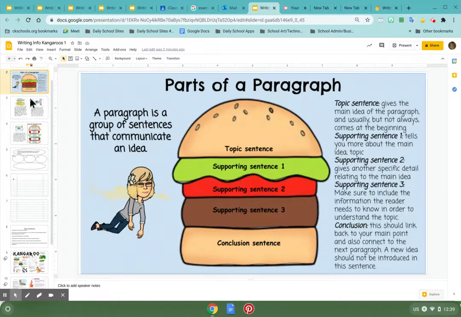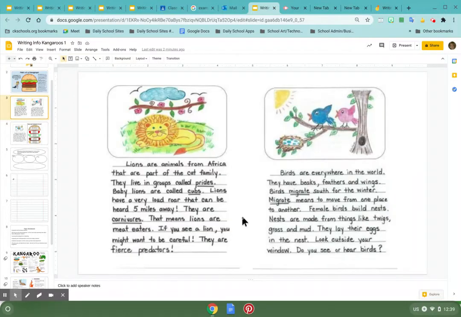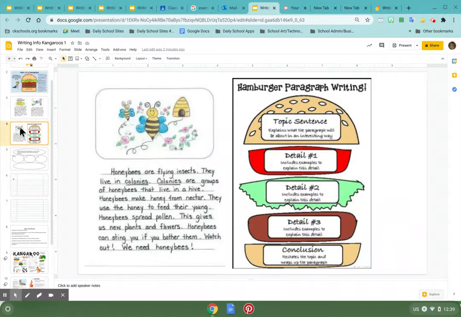All right. We looked yesterday at some examples of good informational paragraphs about lions and birds, and the third one was about honeybees. This is also a detail about how each part is broken down. So, topic sentence is your main idea, it explains what the paragraph is going to be about. A fact and a detail, a fact and a detail, a fact and a detail, and then a conclusion.